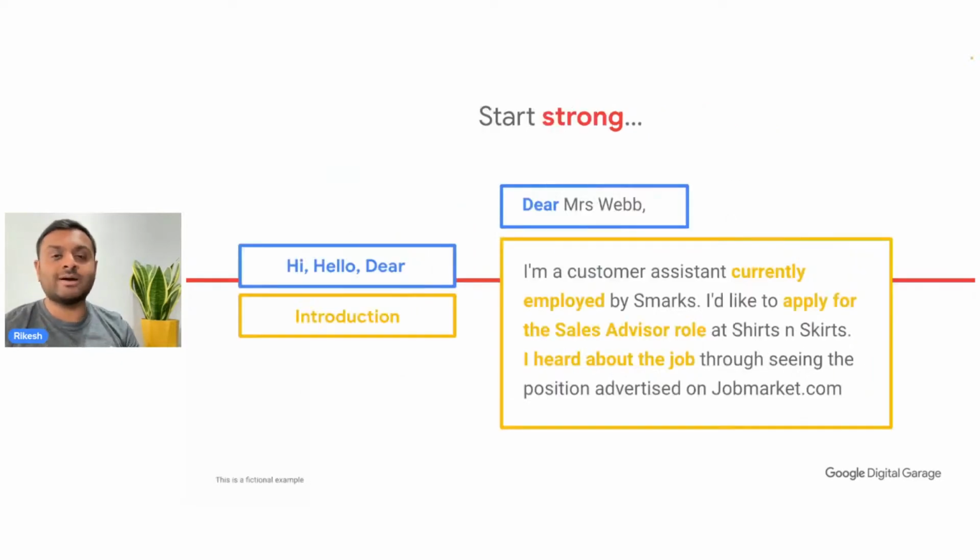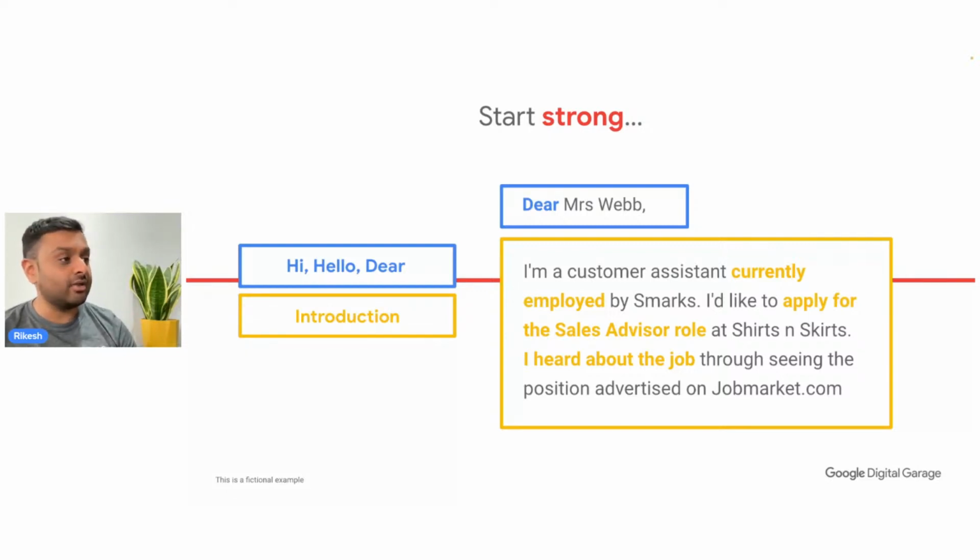So let's have a look at this example of a cover letter with the structure in place. So "Dear Mrs. Webb." So you've got the classic greeting, assuming this is the name of the hiring manager, I guess, or the person in charge of the job vacancy. You've then got your first proper paragraph, which is introduction. "I'm a customer assistant currently employed by Smarks. I'd like to apply for the sales advisor role at Shirts and Skirts." So this is basically where you're saying, please put me onto the sales advisor pile here. So that's something to consider.